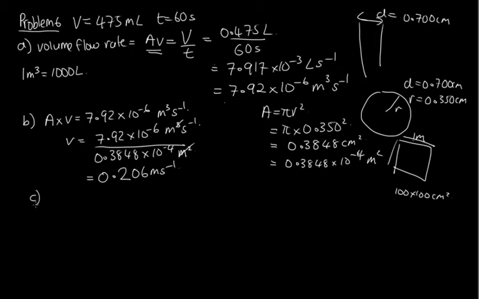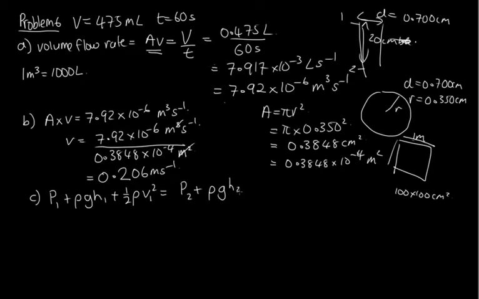Part C, we're asked what is the velocity of the stream 20 centimeters below the tap. So to do this, let's call position 1 the top of the tap and position 2 20 centimeters below. Okay, so what we're going to need to use is Bernoulli's equation. So we know that pressure plus the density times gravity times the height at position 1 plus a half the density times the velocity at 1 squared is equal to the pressure at 2 plus the density times gravity times the height at 2 plus a half the density times the velocity at 2 squared.